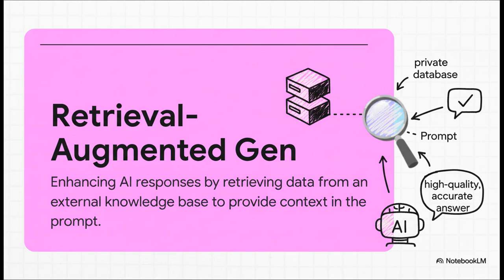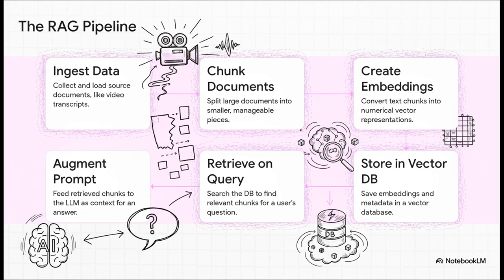Before we ever send a question to the AI, we first do a quick search in our own private database to find any information that might be relevant. Then we take that info and basically stuff it into the prompt. It's like giving the AI a little cheat sheet with all the right answers right before the test. This gives it the exact context it needs to give a smart, accurate answer based on our data, not just its general knowledge. And here's how that whole pipeline works.